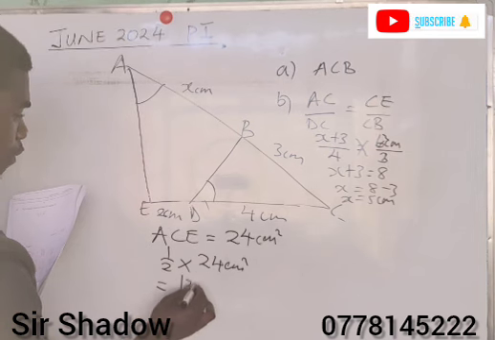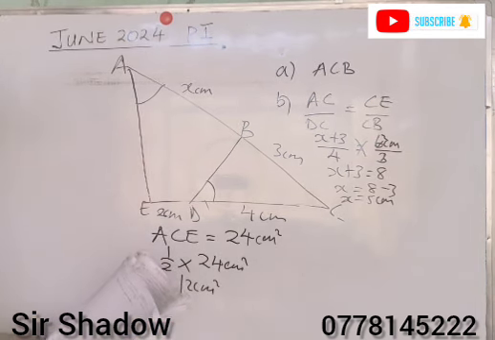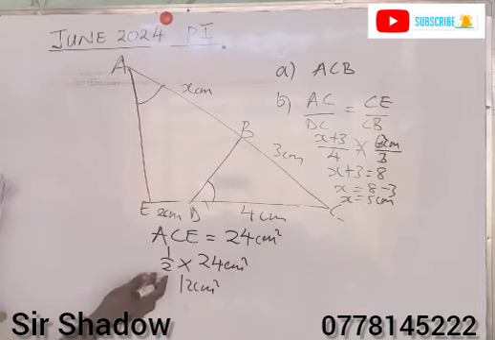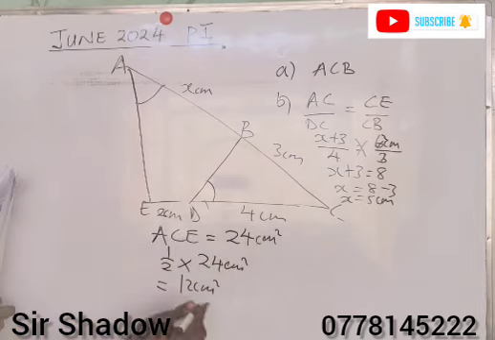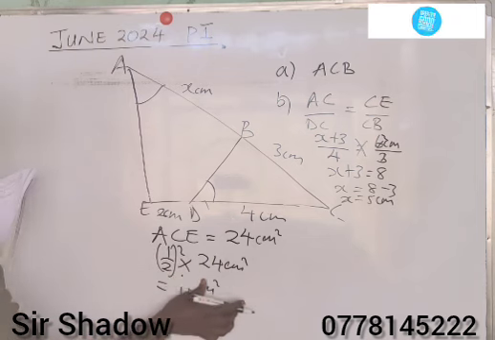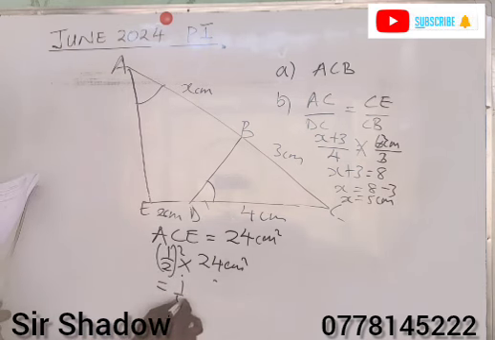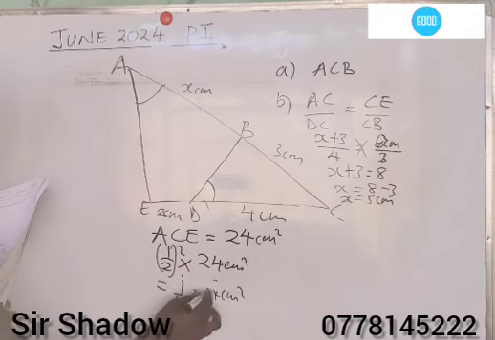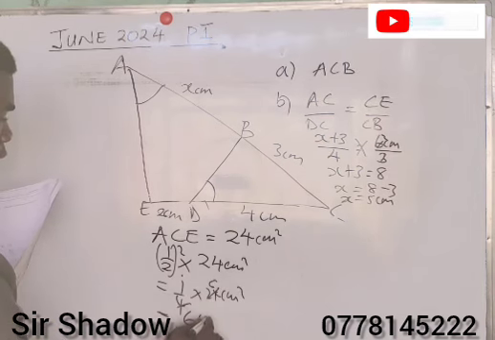But remember it's area, so we have to square the ratio. Since it's area, it gives us 1/4 multiplied by 24 square centimeters. This is equal to 6. We got 6 square centimeters.